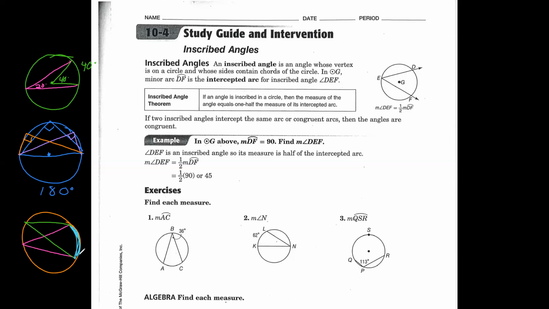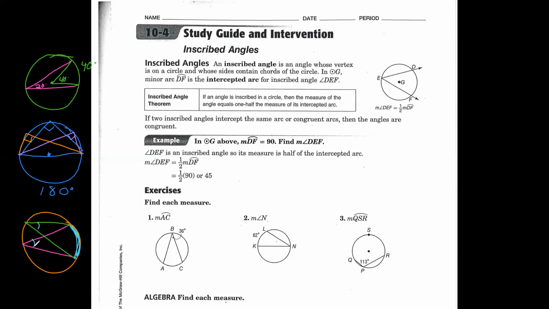Those two angles have to be congruent. They have to be the same measure, because this angle is going to be half that measure, and this angle is going to be half that measure. So they're going to have to be the same, because they're based off the same arc.